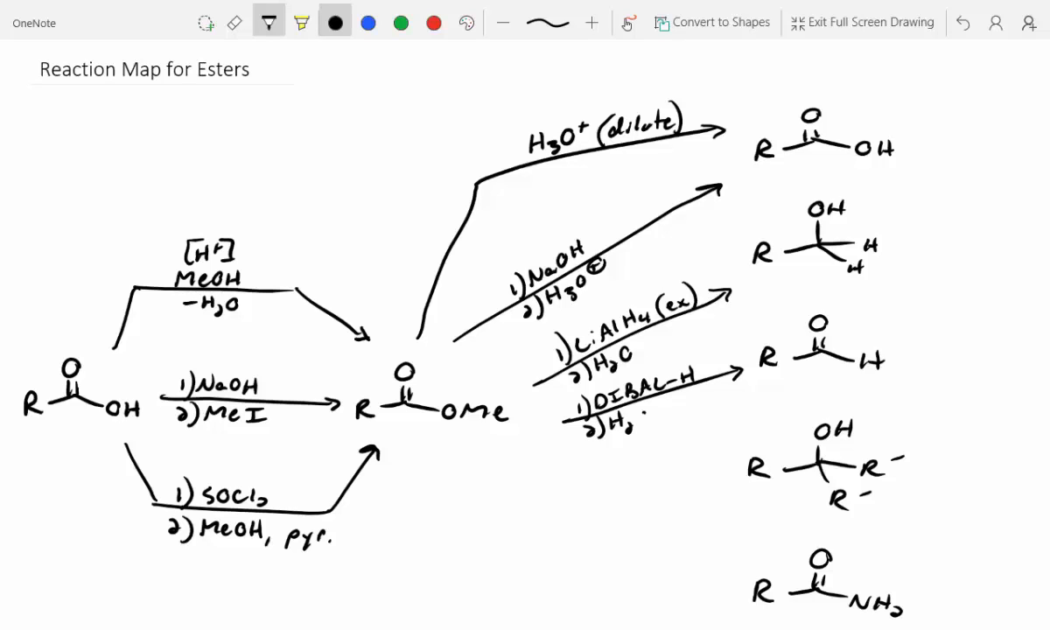Followed by a water workup. And then if we want to convert this to a tertiary alcohol, Grignards with excess, followed by a water workup. And then for this one, I'll do it as a dotted arrow because it's crummy. We could just use NH3 excess. However, like we said, that's a pretty poor reaction.